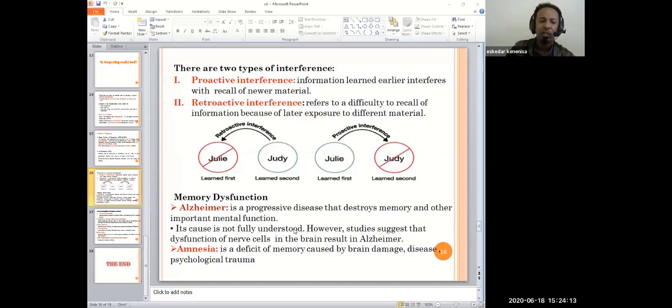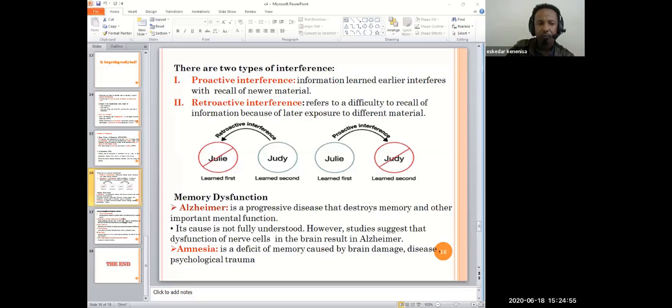Amnesia is caused by different accidents in the brain. It is a deficit of memory caused by brain damage, disease, or psychological trauma. Sometimes amnesia can be caused by illness. For instance, if very small kids get malaria while they're very little, it may damage their brain and they will turn out to be mentally impaired. I've seen somebody who, after that problem, turned out that way. So amnesia and Alzheimer's are dysfunctions of memory.